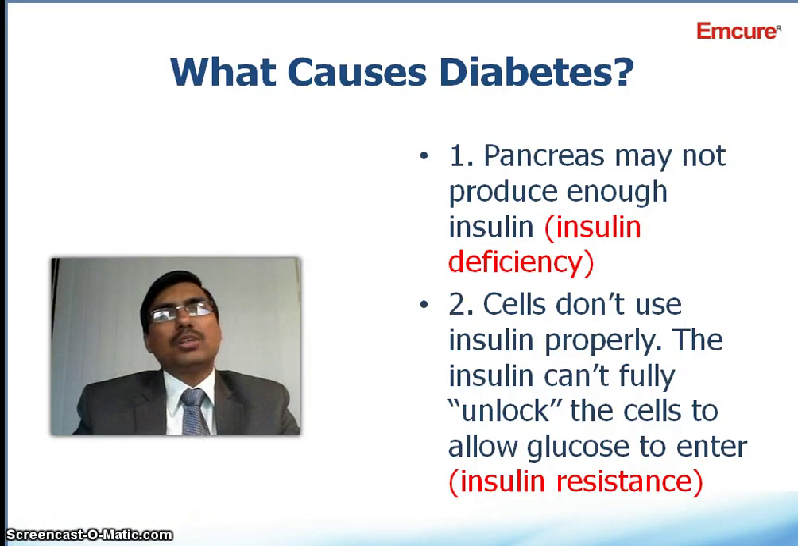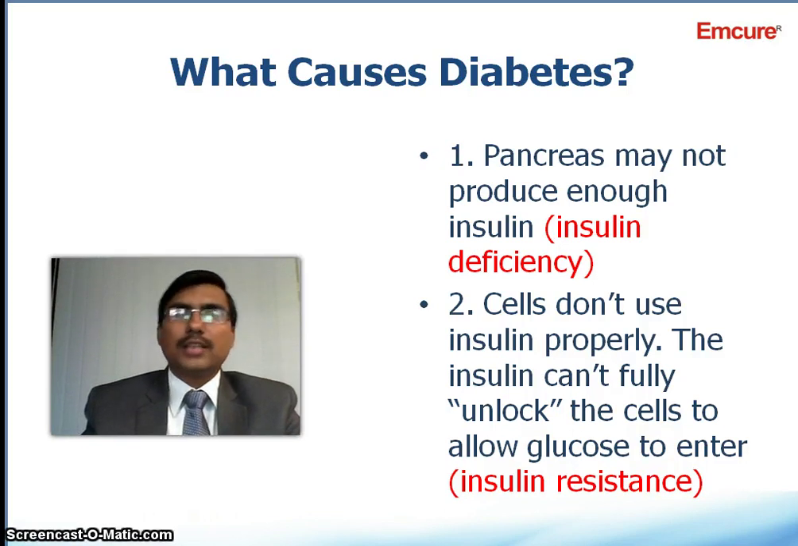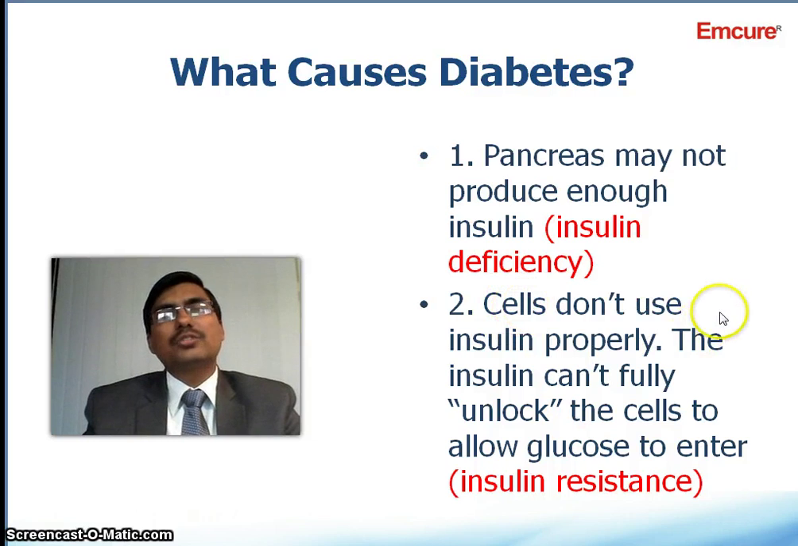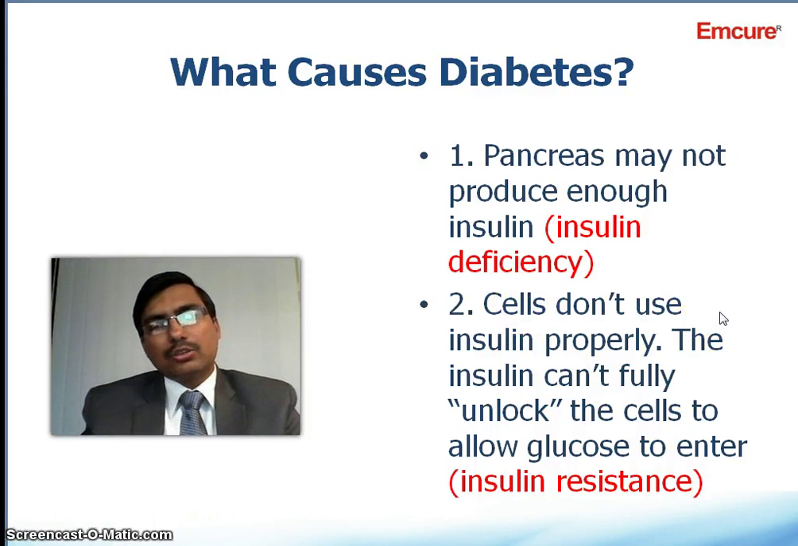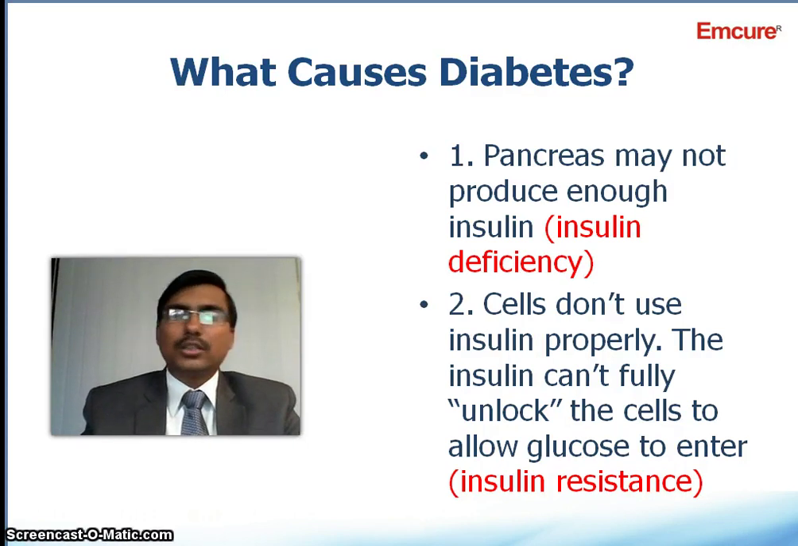Now let us understand what are the different causes of diabetes. First and foremost one is that the pancreas may not produce enough insulin, and that is what is known as insulin deficiency. The second reason is that the cell does not use insulin properly. Although beta cells are producing insulin, the cells are not in a position to use this insulin properly. The insulin can't fully unlock the cell to allow the glucose to enter inside the cells, and that is called insulin resistance. So let us understand these two causes one by one.